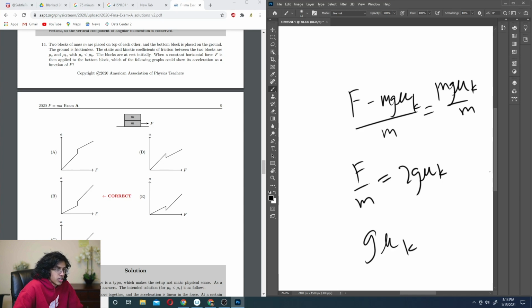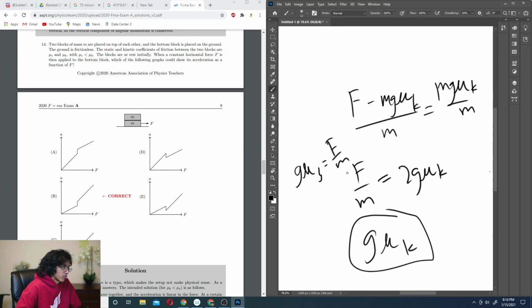Yeah, okay. The acceleration is g mu k. That's so big brain. Okay, that makes sense. So if the acceleration is g mu k, that means right at the point where the static friction stops working, g mu s was equal to F over M, which is your acceleration. Your g mu s was the acceleration on the top block.